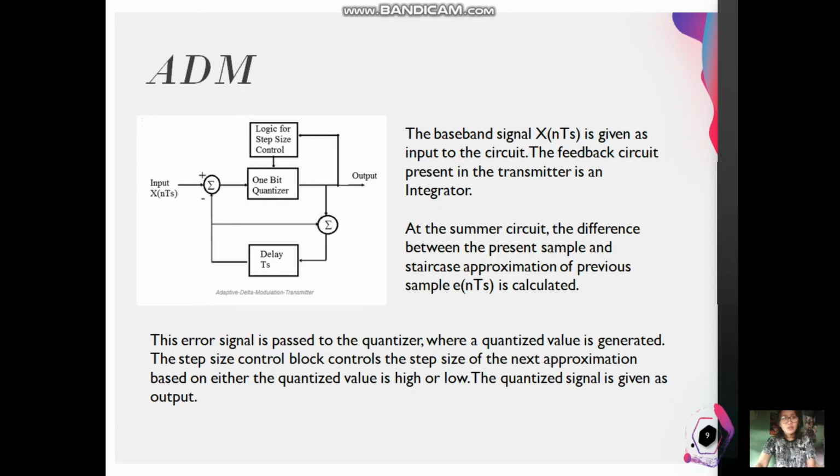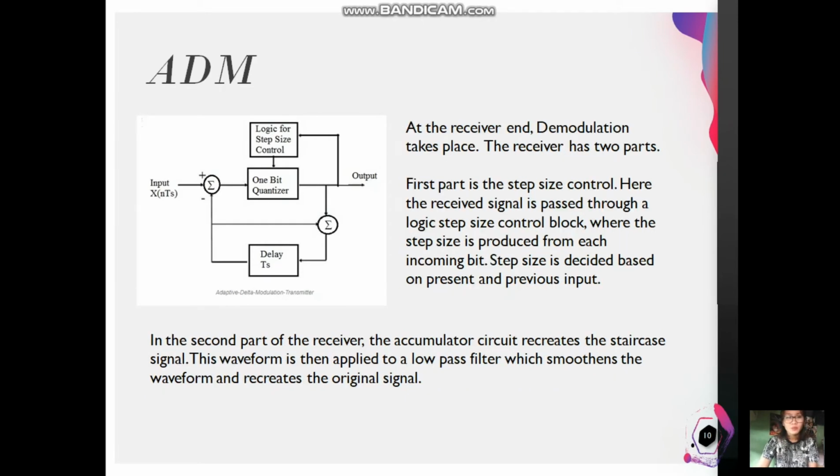The feedback circuit present in the transmitter is an integrator, which generates the staircase approximation of the previous sample. With the summer circuit, the difference between the present sample and the staircase approximation of the present sample is calculated. This error signal is then passed to the quantizer, where the quantized value is generated. The step size control block controls the step size of the next approximation based on whether the quantized value is high or low. The quantized signal is given as the output.